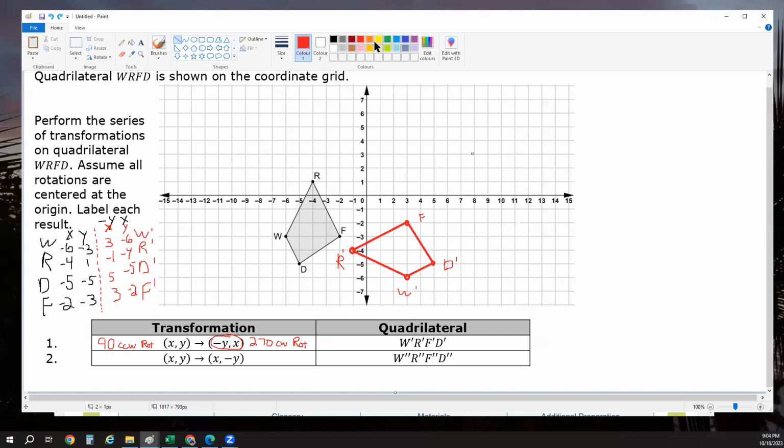Cool. So now let's look at the next one. The next one is the X and the Y stayed the same spot, and the Y changed direction, right? So when that happens, that means that it goes from here to here. The distance from the x-axis stays the same, and then the Y's flop, right? So this is going to be a reflection across the y-axis.